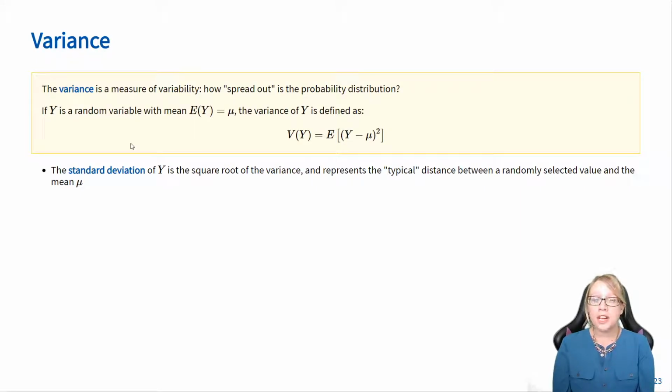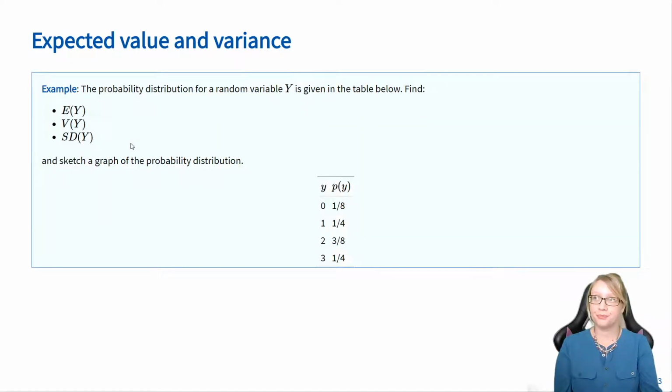A measure of variability that you may be familiar with already is the standard deviation. Standard deviation turns out to be the square root of the variance. So they are pretty nicely related in that way. The standard deviation then tells you the typical distance between a randomly selected value and the mean mu. We will denote the variance as sigma squared and the standard deviation as sigma.